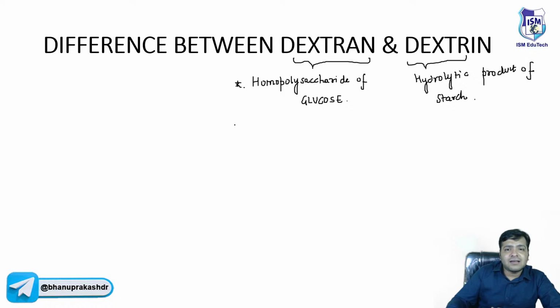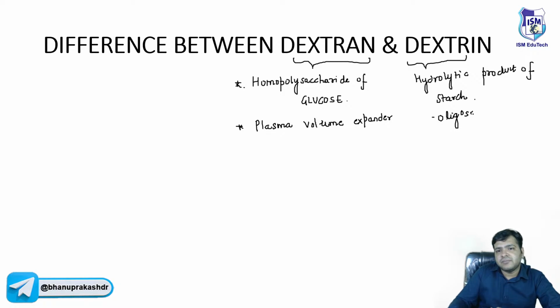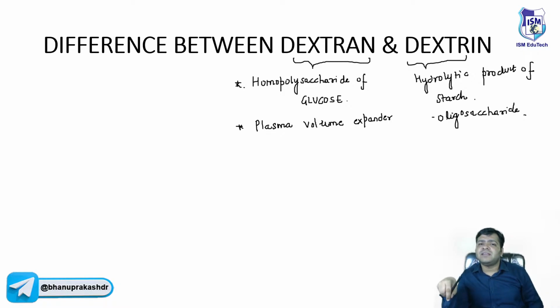Remember, beta, dextrin is a plasma volume expander, and dextrin is an oligosaccharide. Dextrin is an oligosaccharide, while dextran is a homopolysaccharide.